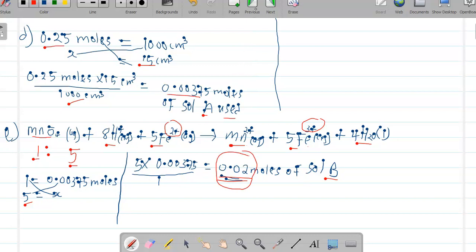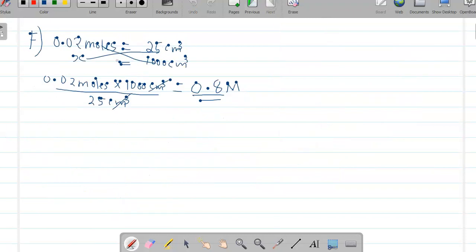So they are equal. Then you say, what about 1000? 0.02 mole is equal to 25, which is the volume used. What about 1000 to get the molarity? Then you cross multiply: 0.02 moles times 1000 divided by 25. You get 0.8 molar of solution B, which is ammonium iron(II) sulfate. That's the molarity of ammonium iron(II) sulfate.